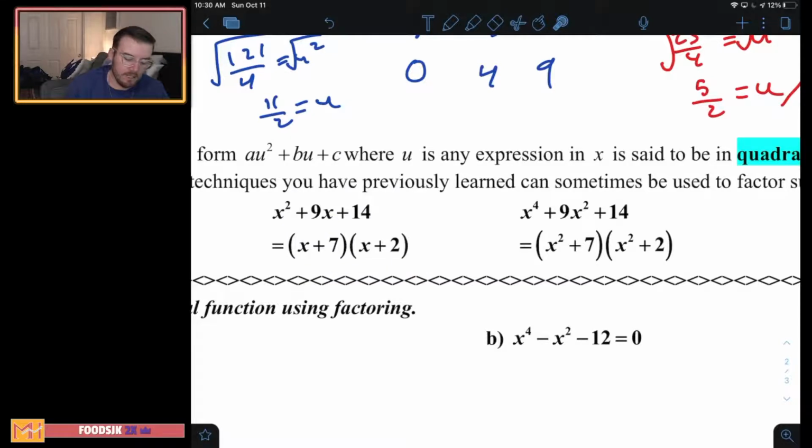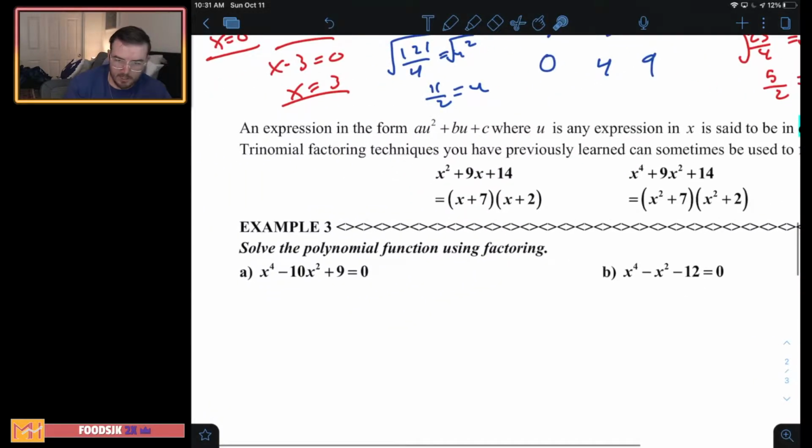We know that. We've seen time and time again how something like this factors into this. 7 times 2 is 14, and 7 plus 2 is 9. Well, we're looking at this and it kind of fits that pattern, except instead of 2 and 1, I have 4 and 2. It's like the same thing, but yet it's not. The one difference is that when it factors into something that looks like this, instead of x plus 7, it's x squared plus 7. Instead of x plus 2, it's x squared plus 2. Okay?